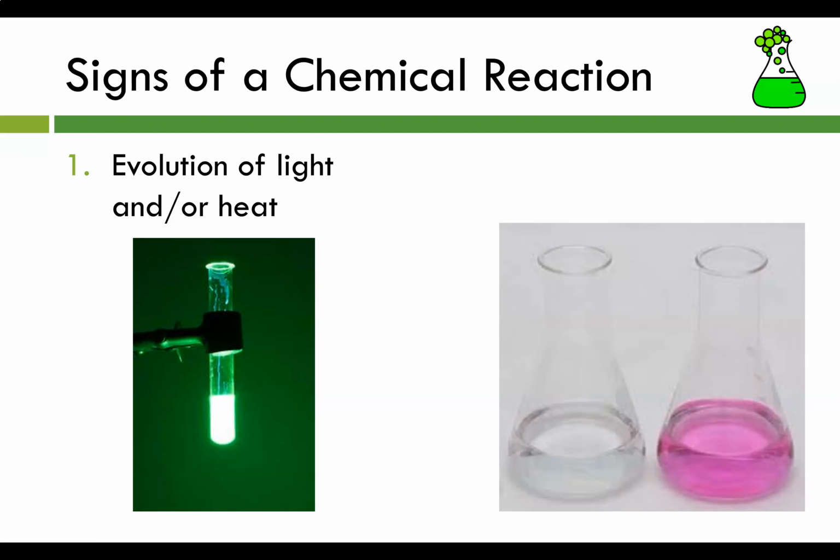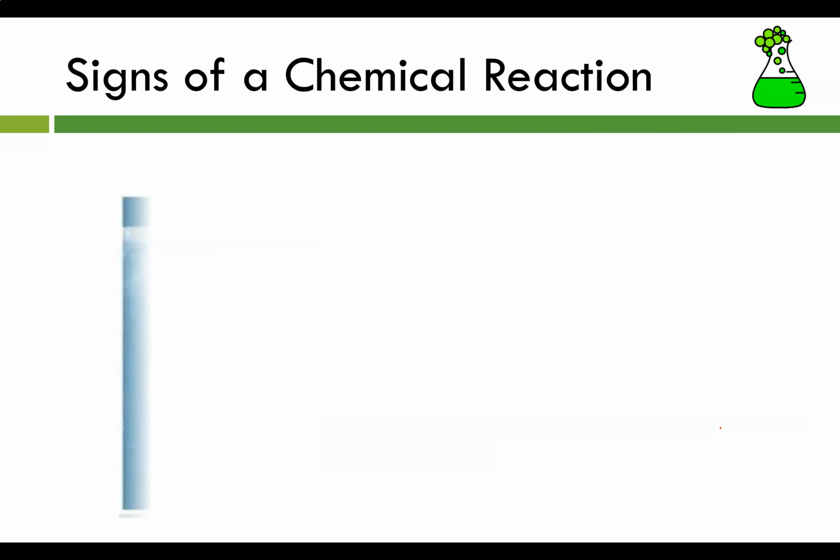What about here? Yeah, this is a change in color. Sometimes the color change can be associated with a chemical change. In this case, we have an indicator. It's called phenolphthalein. We'll be revisiting that much further down the road. But it is changing colors as a chemical change takes place.